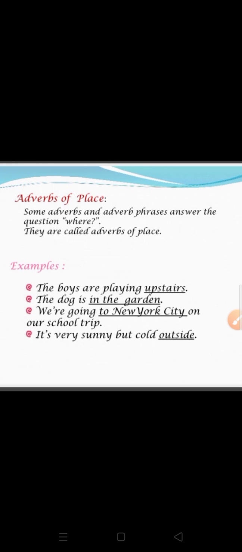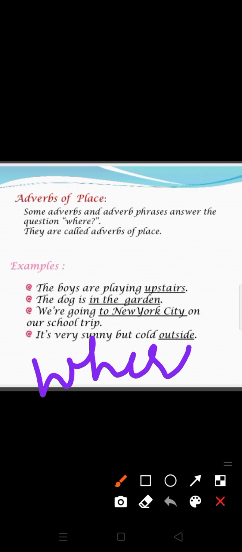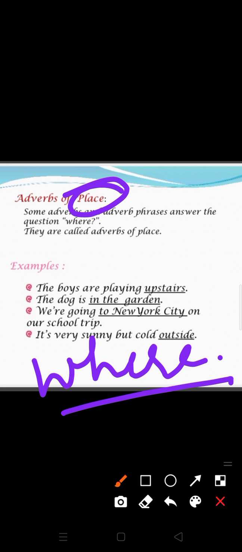Some adverbs and adverb phrases answer the question where. When you find the answer of where in the sentence, that sentence is called adverb of place, where the action has been done. Like, the boys are playing upstairs. Where were the boys playing? Upstairs. So this is adverb of place.